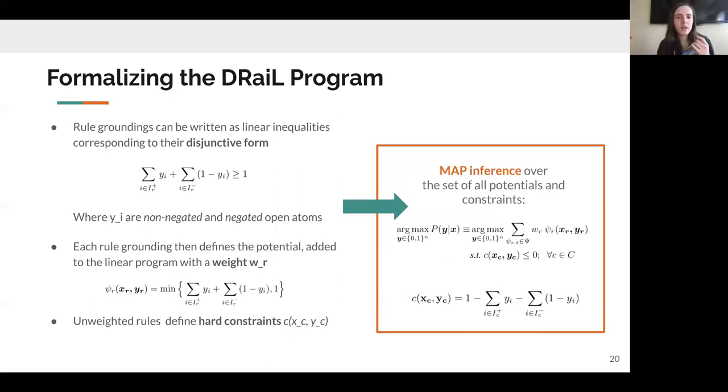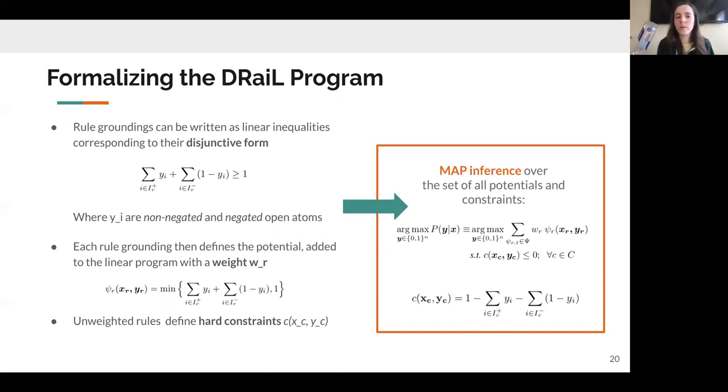Okay, so I'll go quickly over this. This is how we formalize the DeepProbLog-style program. Because rules are written in clausal form, we can write them as linear inequalities corresponding to the disjunctive form. Every conjunction and implication can be written in its disjunction form, and then as linear inequalities. You assume that each atom can either be negated or not negated, so we have the atoms that are not negated, the atoms that are negated, and then we can write linear inequalities in this form. Then each rule grounding defines a potential.